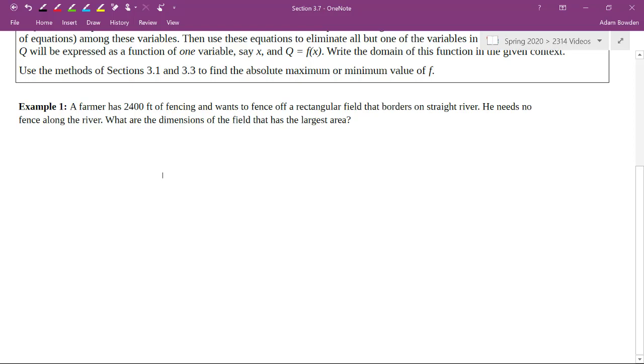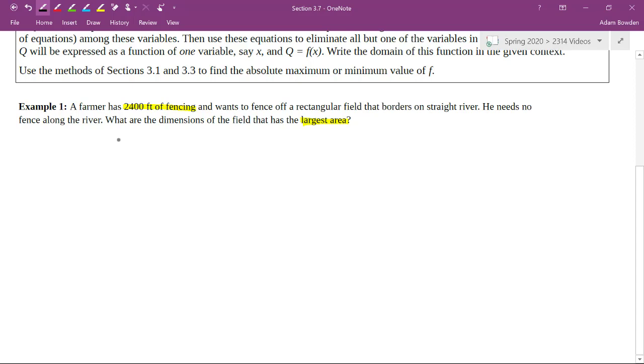It says a farmer has 2,400 feet of fencing and wants to fence off a rectangular field that borders on a straight river. He needs no fence along the river. What are the dimensions of the field that has the largest area? Looking at this, we can see what we're trying to optimize is the area contained within the fencing, the square footage, with 2,400 feet of fencing at our disposal.